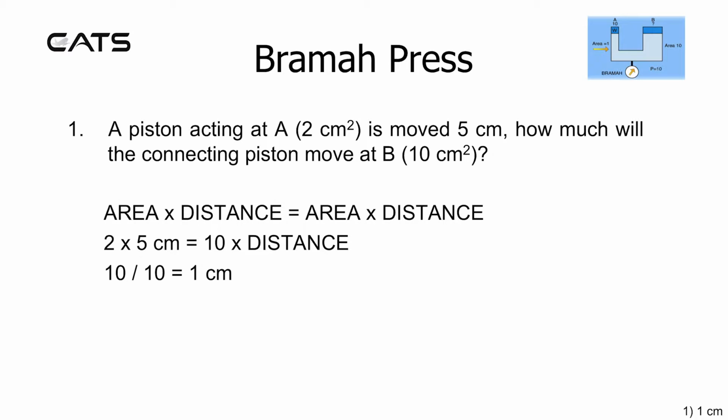Area multiplied by distance equals area multiplied by distance. So, 2 multiplied by 5 equals 10 multiplied by the unknown distance. 2 multiplied by 5 is 10, divide by 10, equaling 1 centimetre.